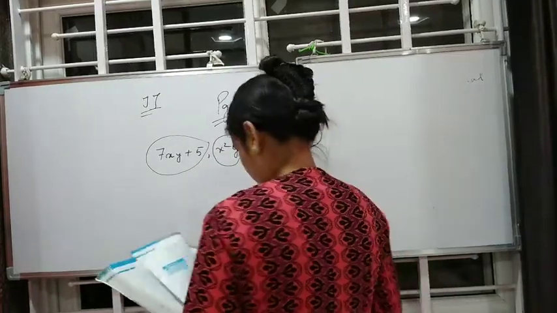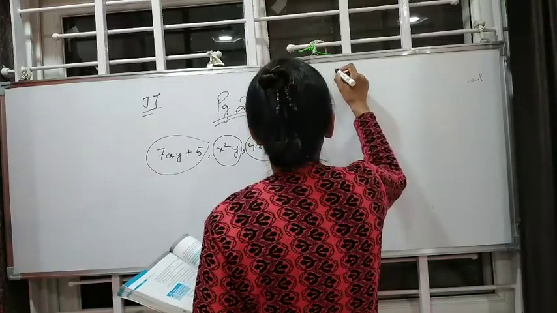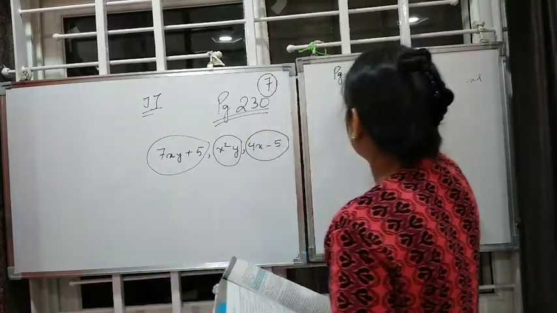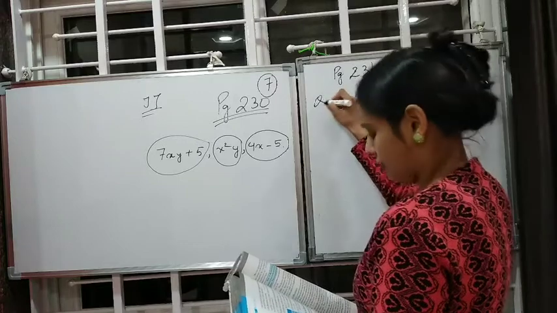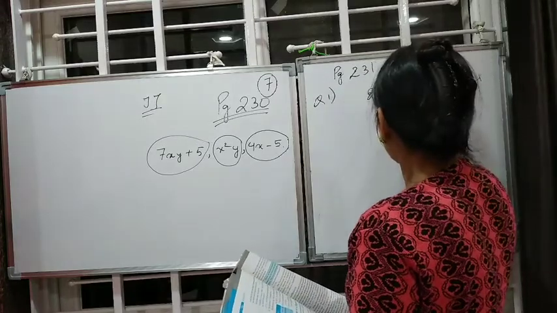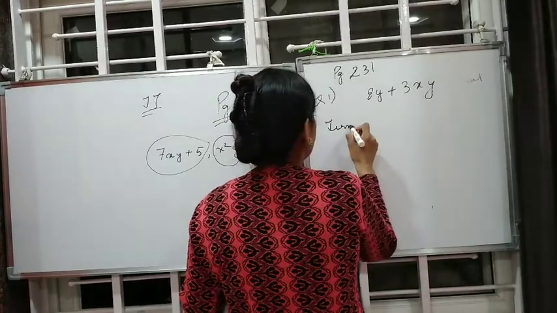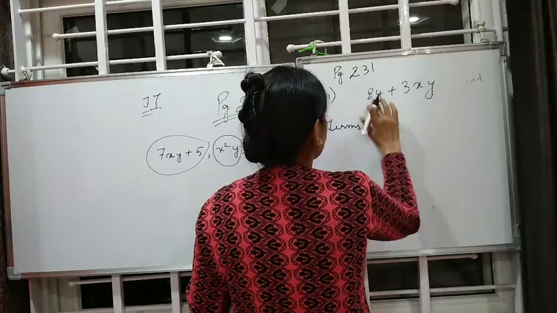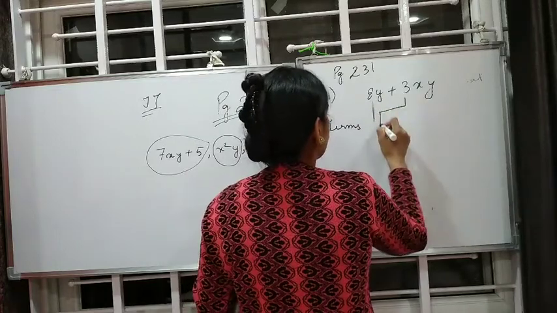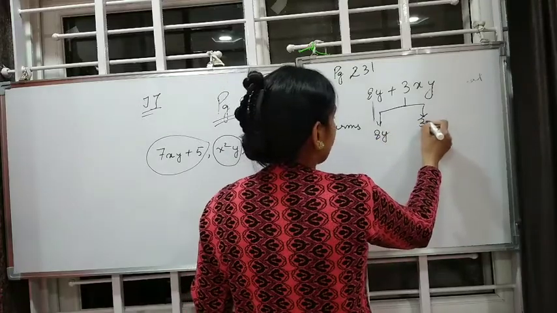So, let's start. First one is, this is page 231. Question number 1: 8y plus 3xy. So we have to show the terms. So the terms we can do like this, 8y and 3xy.